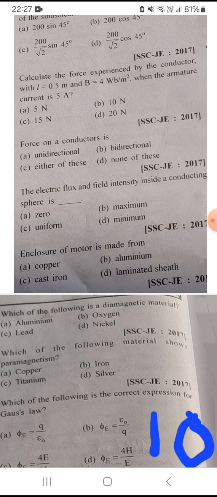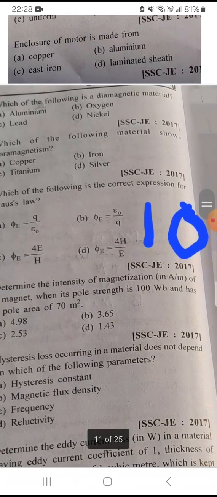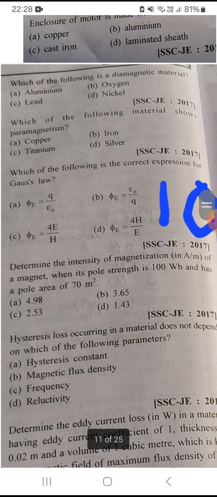The electric field intensity inside a conducting sphere is option A, that is the 0. Enclosure of motor is made from option C, that is the cast iron. Okay. Next, which of the following is a diamagnetic material? That is the option C, lead is the right answer. Which of the following materials shows the paramagnetism? That is the option C, titanium is the right answer. Which of the following is the correct expression for the Gauss law? That is the option A, phi E is equal to Q by epsilon 0.